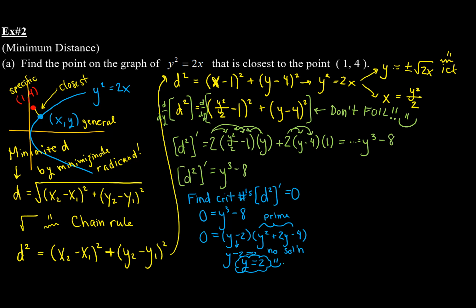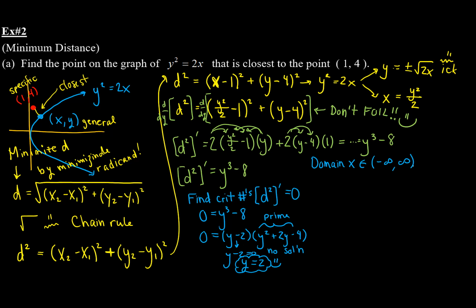Now, because of this problem, notice that there's no restriction on the domain. This sideways parabola goes on forever and ever, amen. So the domain for this problem is going to be negative infinity to infinity. So there are no endpoints to check. So we just need to do a sign test.